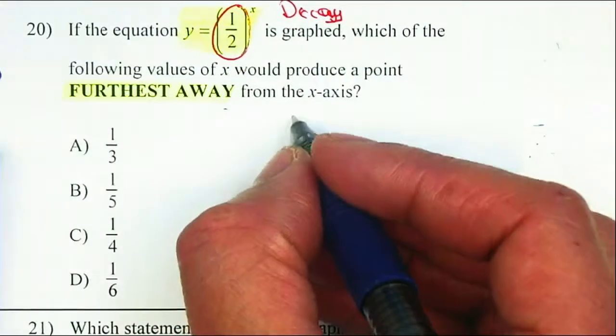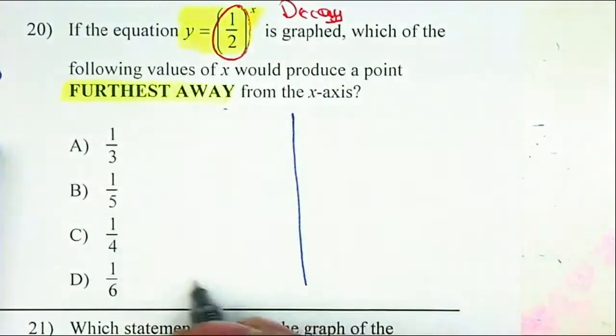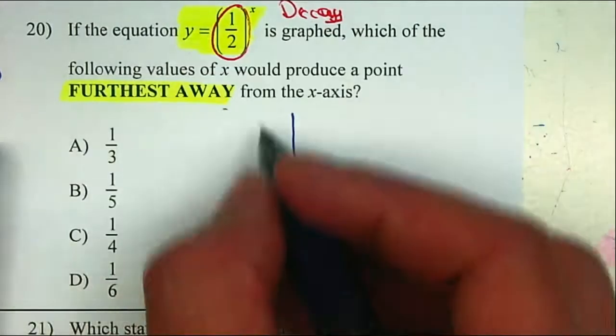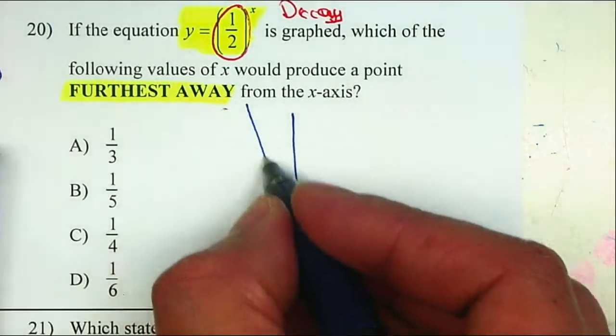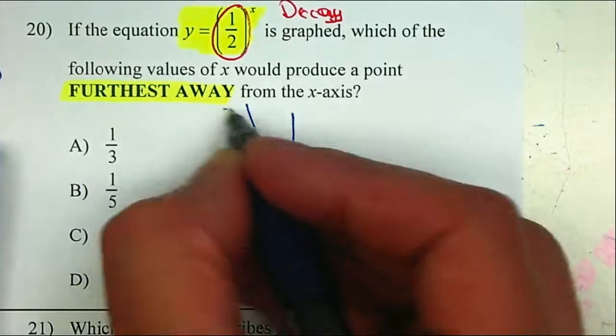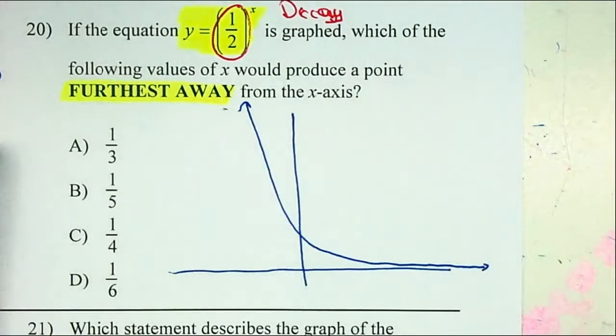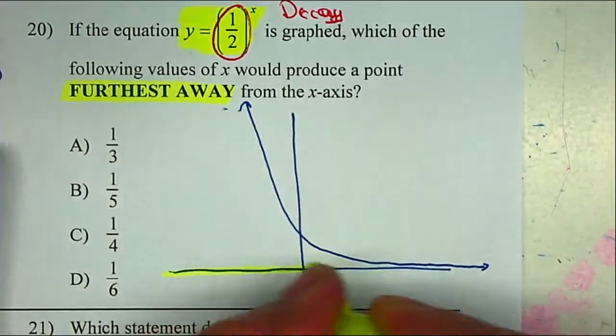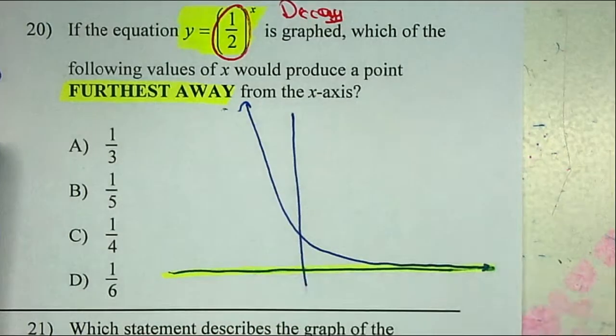So therefore, I'm going to make a little quick sketch. We just need to make a sketch. This is exponential decay, so as you multiply the number over and over again by itself, it's going to get smaller and smaller and smaller. This is the x-axis, and it says which of the following values will produce a point closest to the x-axis.